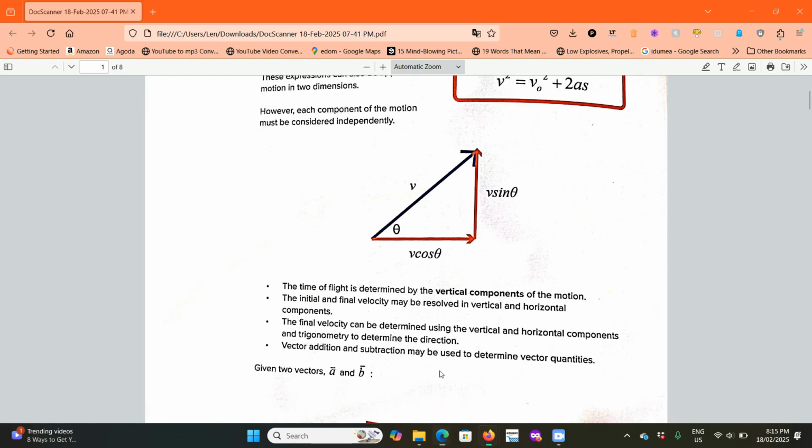Okay, just a couple of tips. Time of flight is determined by the vertical component of motion. Initial and final velocity may be resolved in vertical and horizontal components. Final velocity can be determined using the vertical and horizontal components and trigonometry to determine the direction. Vector addition and subtraction may be used to determine vector quantities.